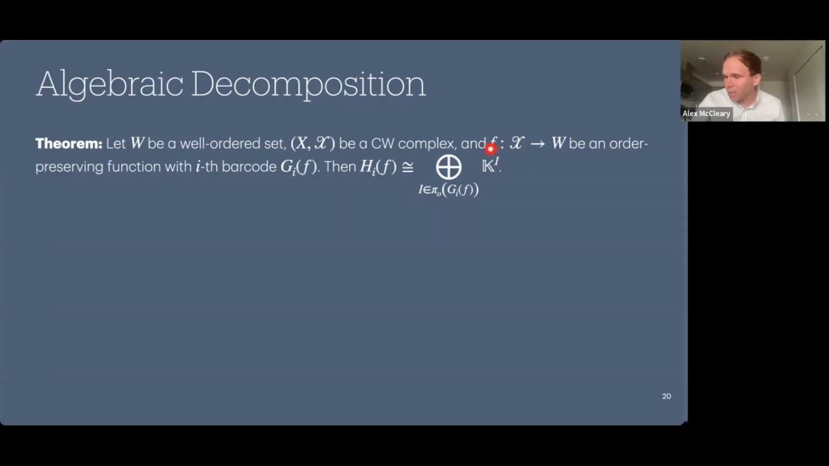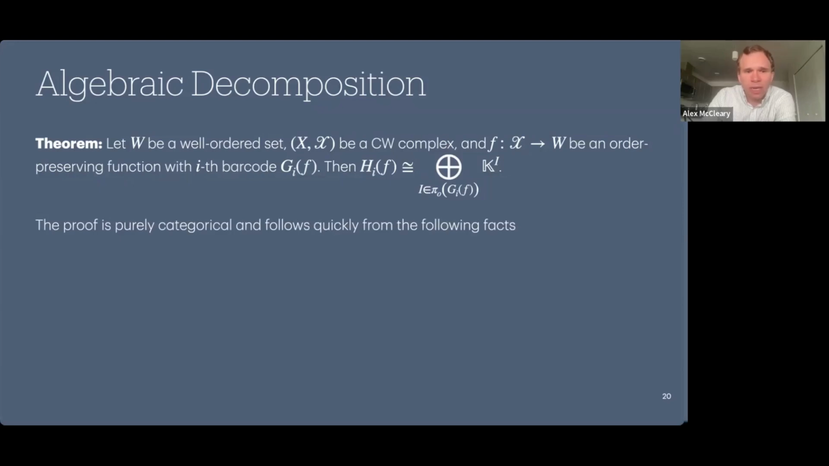But in either case, we can talk about k to the I. If I is an interval, this will be the interval module we saw on the last slide. If I is just a single point, this will just be the free persistence module on that point. In either case, we can define this, and the algebraic decomposition theorem says that this direct sum right here is isomorphic to the persistence module. That is, we can recover the persistence module from the barcode.